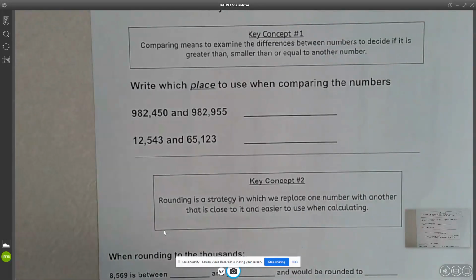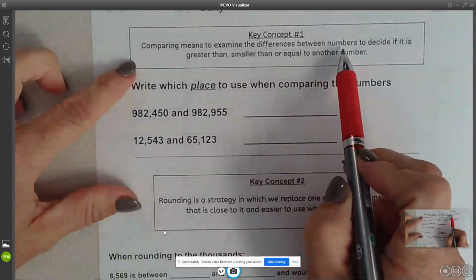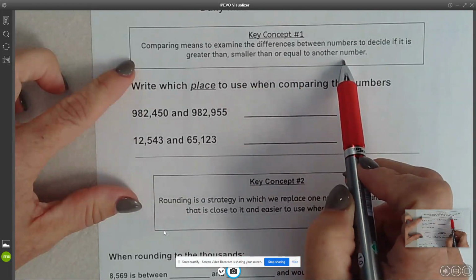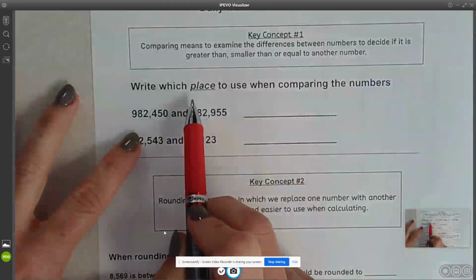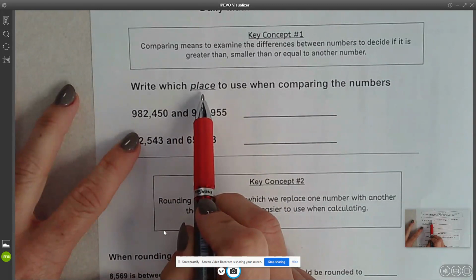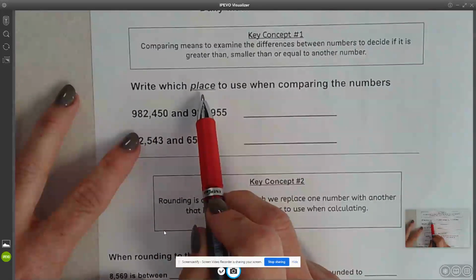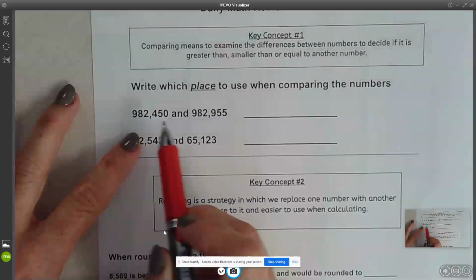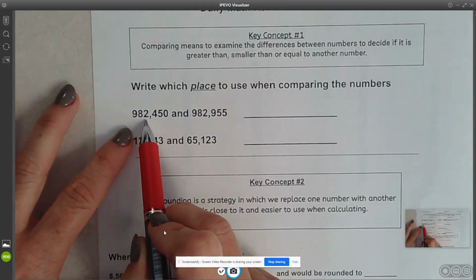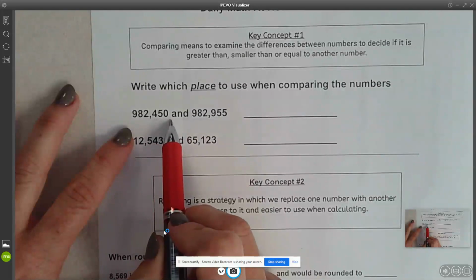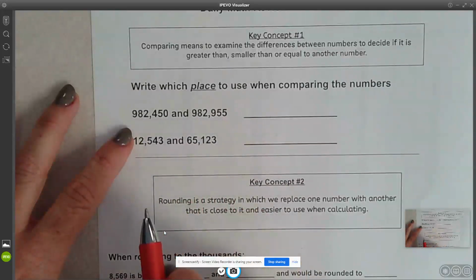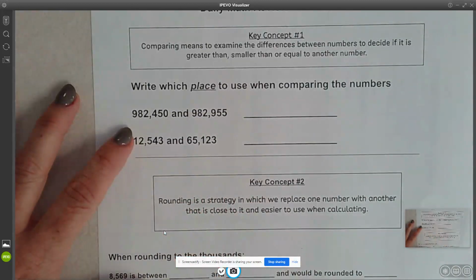Comparing means to examine the difference between numbers to decide if it is greater than, smaller than, or equal to another number. So the question that we have, the directions: write which place to use when comparing the numbers. So if I am comparing 982,450 and 982,955, I want to know what place is the determining place that tells me if a number is larger and smaller.